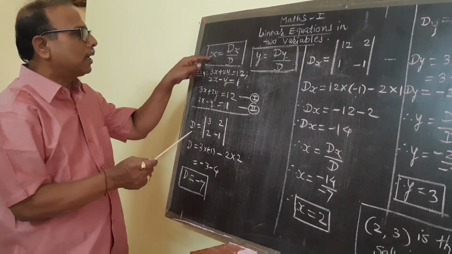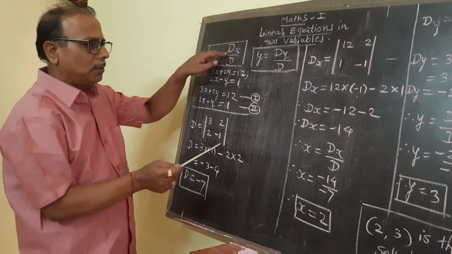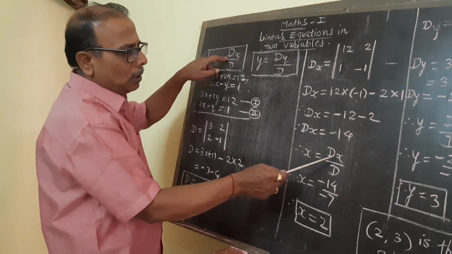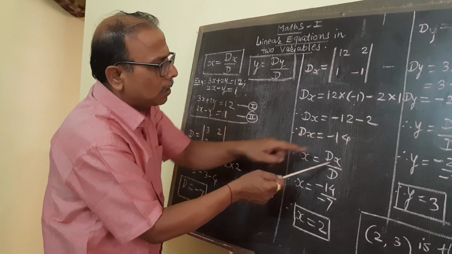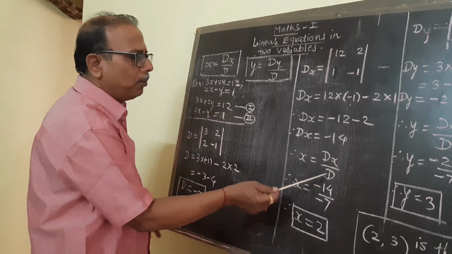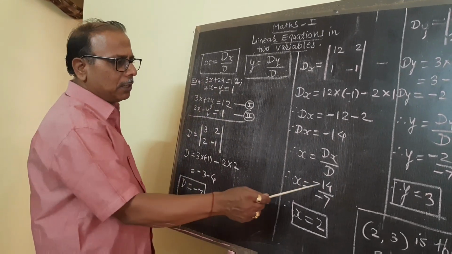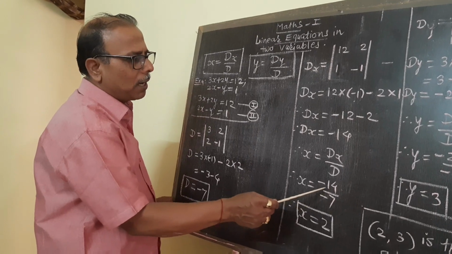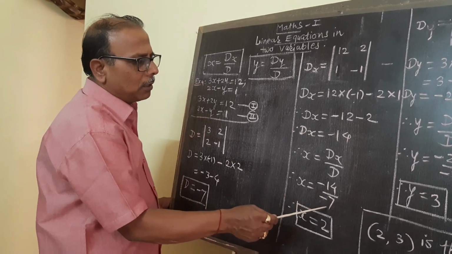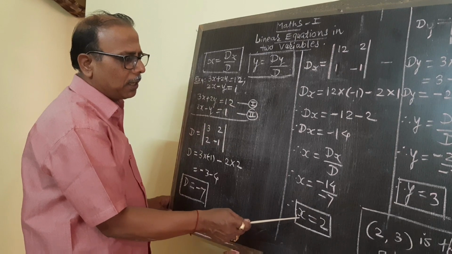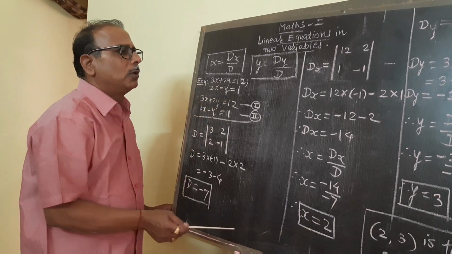So value of variable x can be calculated using this formula. X is equal to dx, value of dx determinant is minus 14, value of determinant d is minus 7. So taking ratio of these two, minus 14 upon minus 7, we will get here x is equal to 2.